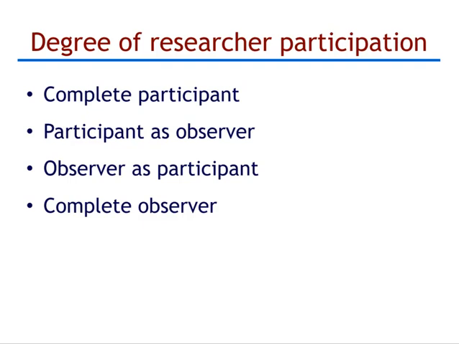Finally, we have complete observer, and that's when the researcher remains completely detached and their presence is usually not known. So, for example, observation in a public space, or sometimes through a two-way mirror. And an assumption with this type of observation is that the researcher's presence makes little difference to what they are observing.